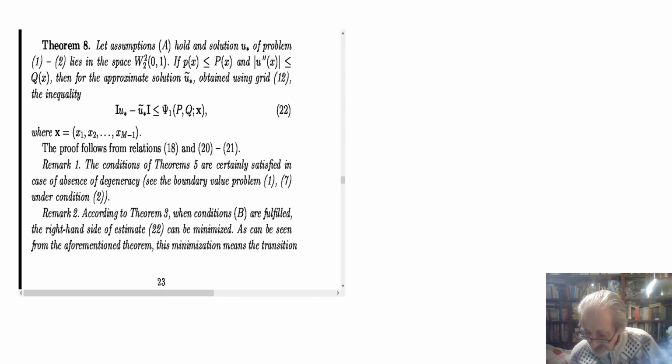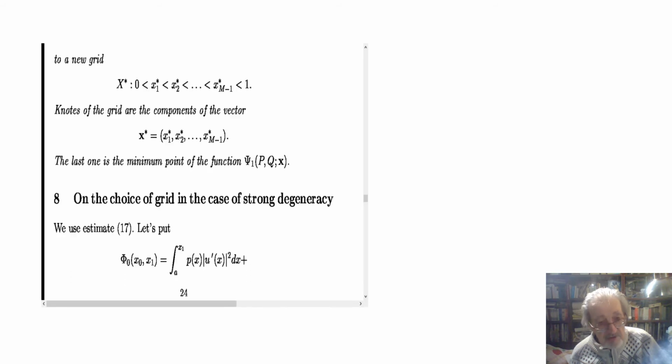I suppose my time is finished, but therefore I try to show the next slides on the choice of grid in the case of strong degeneracy.